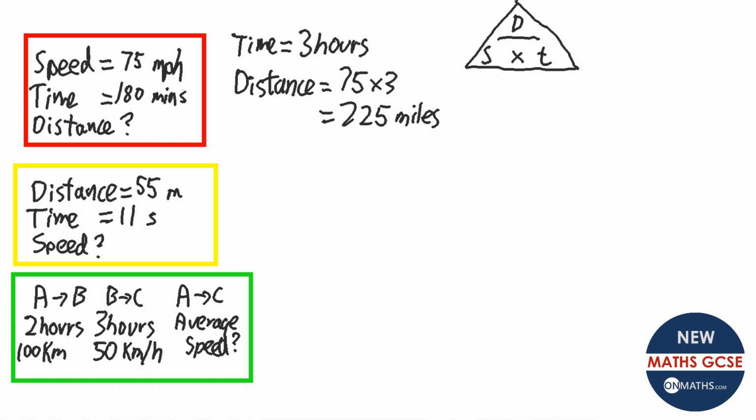Okay, so for the next one, we know that speed equals distance over time. The distance is 55, the time is 11, so that's going to be 5 meters per second. Okay, and the last one, we're going to first of all work out the distance from B to C. So, blue again. B to C distance.